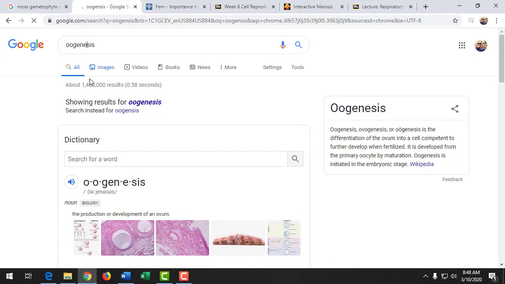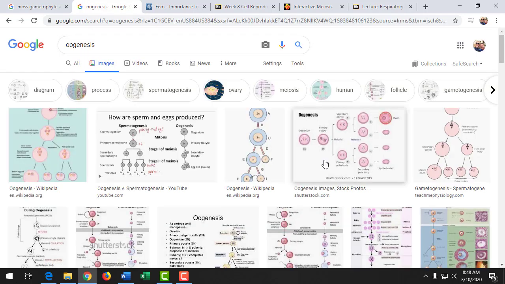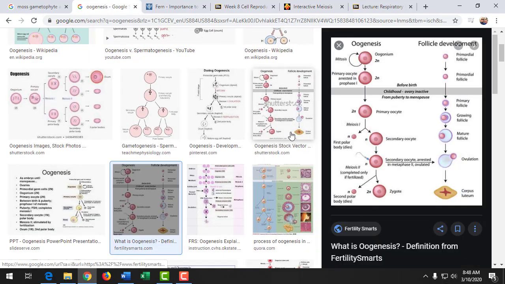I didn't spell it right. There we go. So we get something called polar bodies. So if we look at, this is a good example.